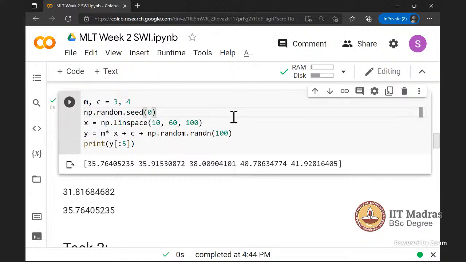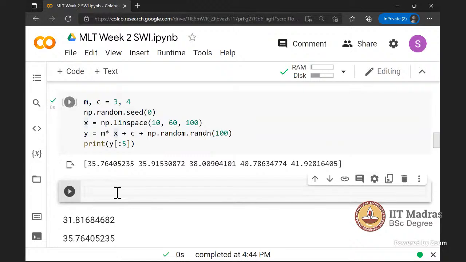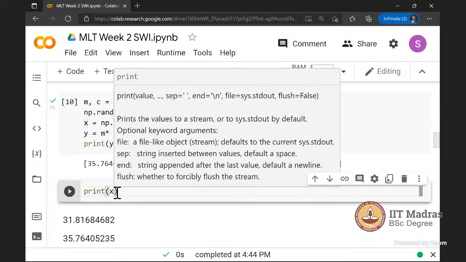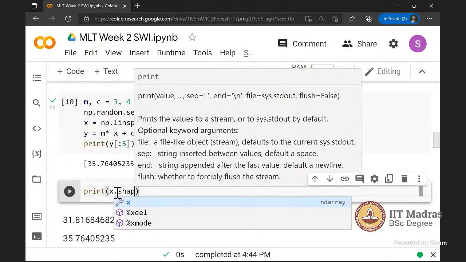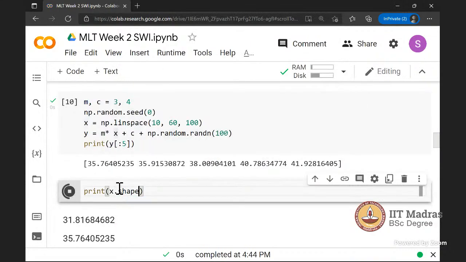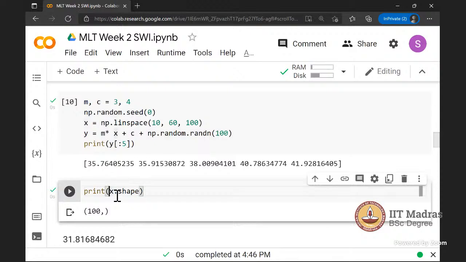Sir, if you can please show the value of x. You want to see the values of x? Yeah, I don't understand them. Okay, so let me print its shape. Maybe that would make things interesting. So see, it's a numpy array with shape 100. It has only one dimension.